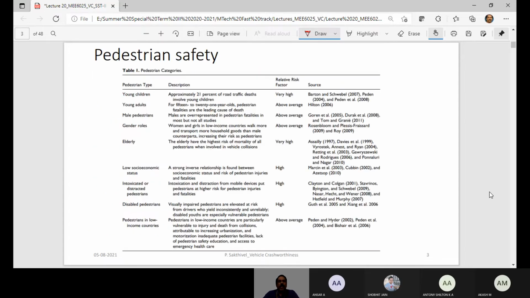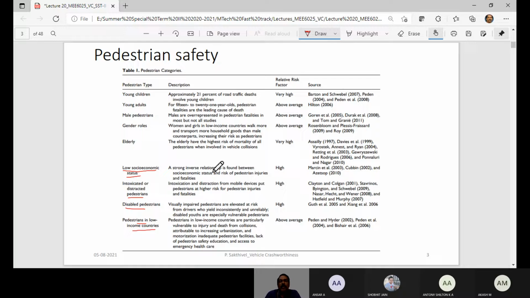Look at pedestrian safety now. As I was telling, there are pedestrian types: young children, young adults, male pedestrians, gender roles, elderly, then low socio-economic status, intoxicated or distracted pedestrians, and disabled pedestrians. Then pedestrians in low income countries. These are the various types of pedestrians that the standards classify, and the descriptions can be read here.